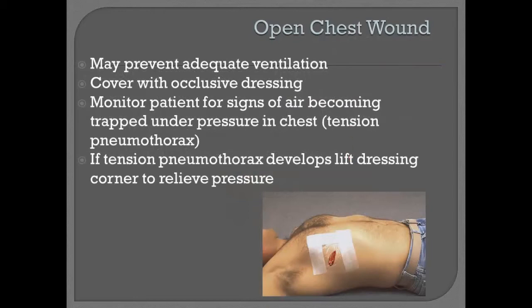An open chest wound. So you can see this guy has what looks to be a stab wound here. The concern is that it may prevent adequate ventilation. We can fix this by using an occlusive dressing. And you can see here it's a piece of plastic wrap. It's taped down on 3 sides, which is good because it basically allows the wound to breathe if it needs to. So if air needs to come out, it can, but air is not going to go in through this hole. So if a tension pneumothorax develops, lift the dressing corner to help relieve some of the pressure. And we'll talk more about what exactly is a tension pneumothorax in a different lecture.